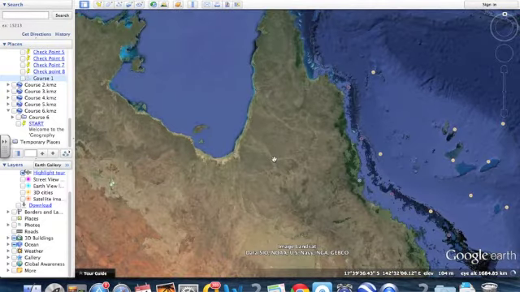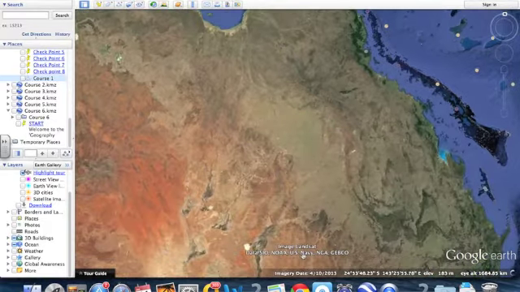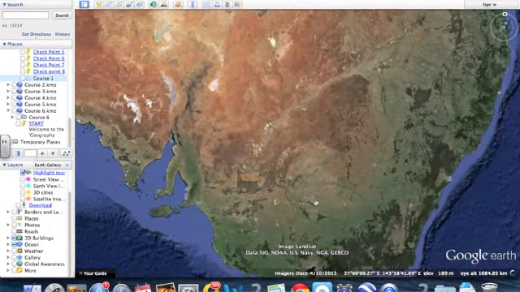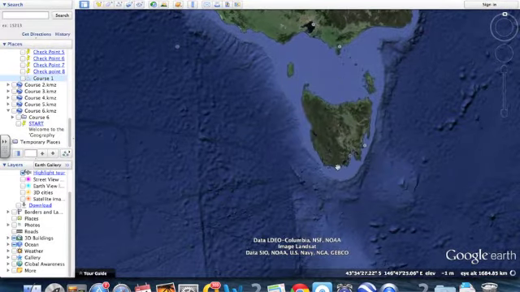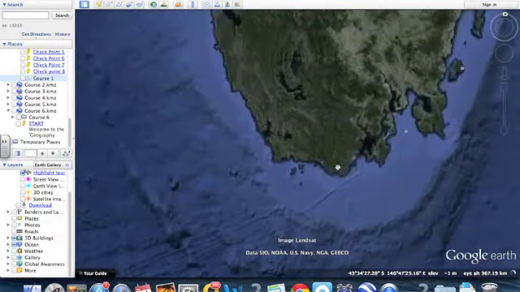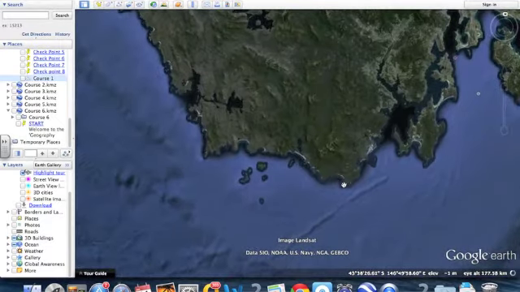The most southern area that can be found in Australia is actually in Tasmania. And you can see, zoom right in to this area here. This is known as the Southeast Cape. So we can write that in.